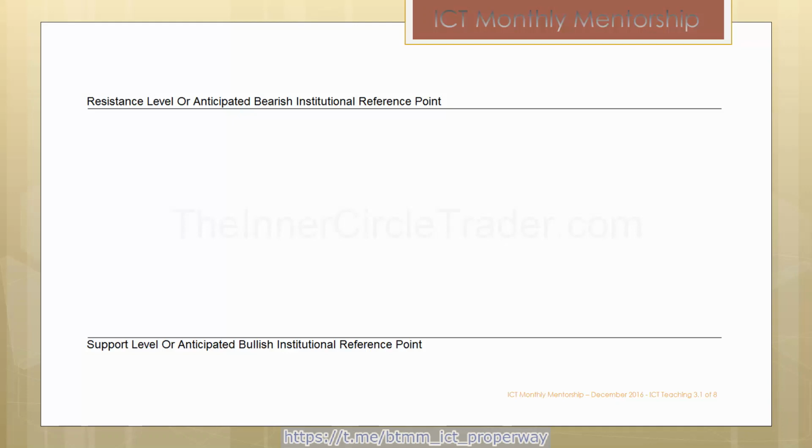Okay, when we look at the marketplace and we frame price action in the form of resistance levels and support levels, or anticipated bearish institutional reference points and anticipated bullish institutional reference points, we have to have a context in the marketplace behind our viewpoints. Are we looking at a market that has a bullish scenario, or a market that has a bearish scenario? In this example, we're going to look at a bearish example.